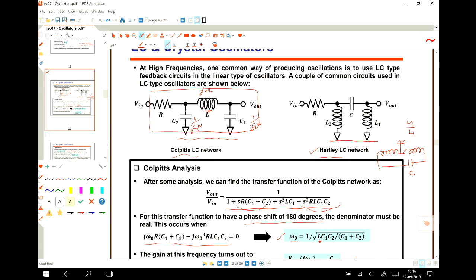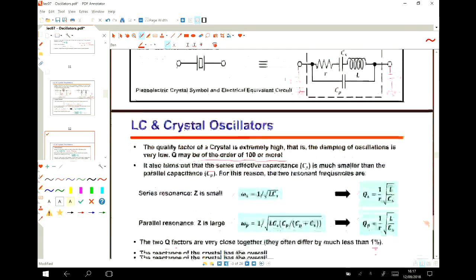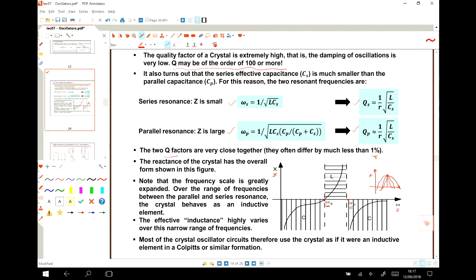But usually, especially at high frequencies, the series resistance of an inductor or the parallel resistance of the capacitors are high. So the Q factor then decreases, and then the phase noise increases. So usually, for high frequency, we use crystal oscillators and then PLLs to achieve a high performance local oscillator.